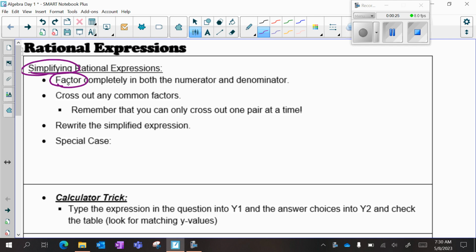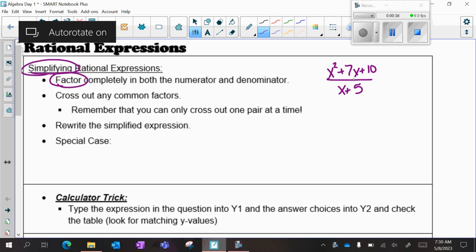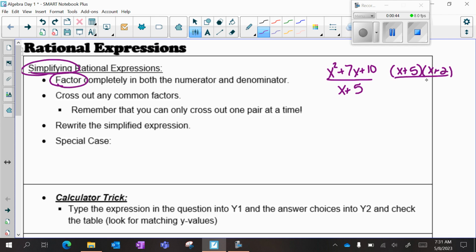And you can only cross out one pair at a time. So for example, if I had x squared plus 7x plus 10 over x plus 5, I would have to factor my numerator using the AM method, and it would be x plus 5 over x plus 2. And then I could cancel or divide out my factors that are the same. So this would reduce to x plus 2. And then you're going to rewrite it, and that's it.